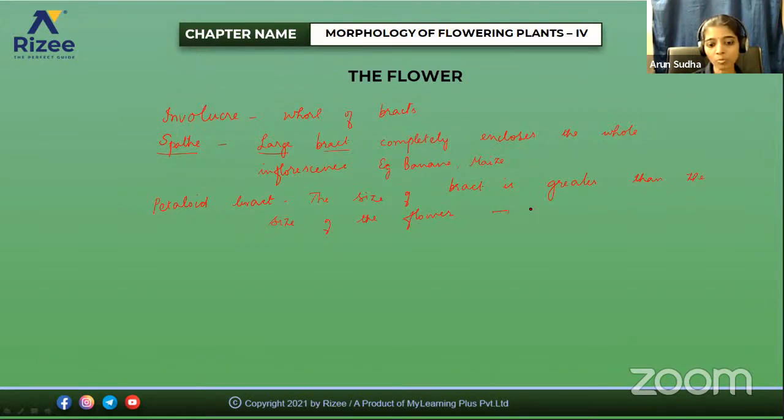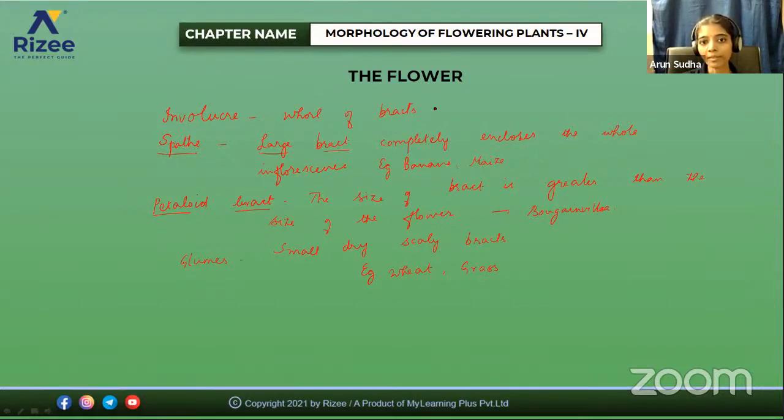So the example here is bougainvillea. In bougainvillea, the colored structure is actually a bract, and it is called the petaloid bract. And there is another type that is called the glumes. Here the small, dry, scaly bracts, the bracts are of scaly structures. Small dry scaly bracts are called glumes. Example, wheat and grass. So these are the common examples actually.